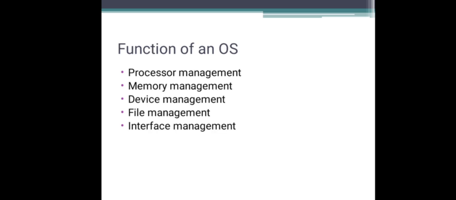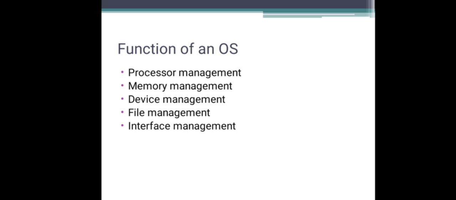Now the next one is the functions of an OS. There are five basic functions of an operating system: processor management, memory management, device management, file management, and interface management. Processor management controls all the processors and processes. It allocates a process to a processor, and after the process is completed, it deallocates the processor, and all processing schedules are controlled by the operating system. Second is memory management. It controls all kinds of memory allocation and deallocation.